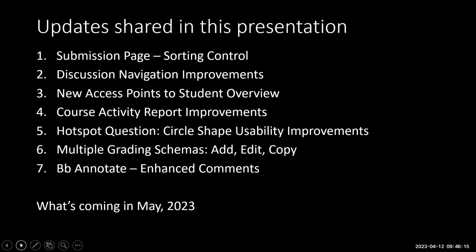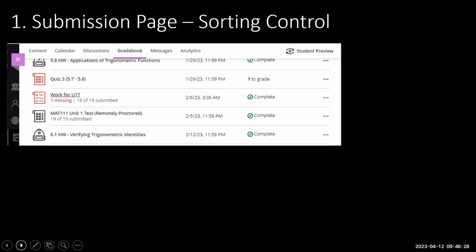I'm going to go through them in the order that we see them on the list. I'm not going to necessarily read through this list right now, but you can pause the video and read through it and see what we're going to look at this morning. All right. The first thing, of course, is the submission page sorting control. And what that is, when you go into the grade book, if you have it on the list view, it's going to show all those gradable items.